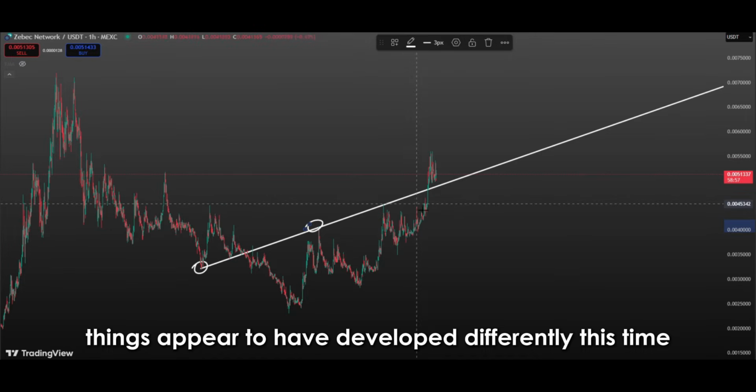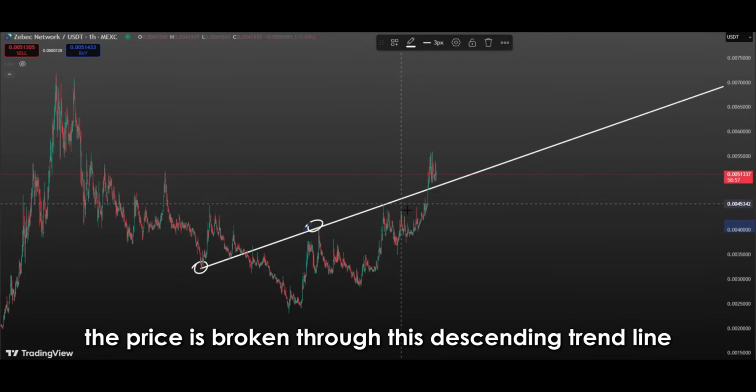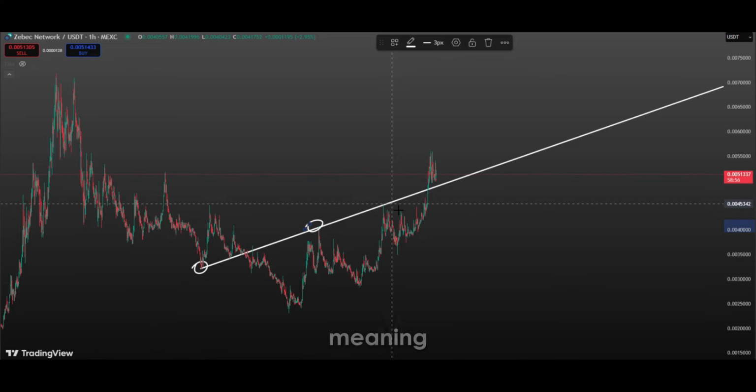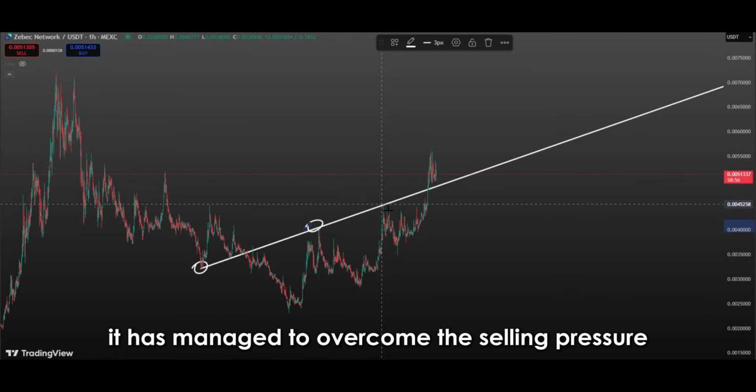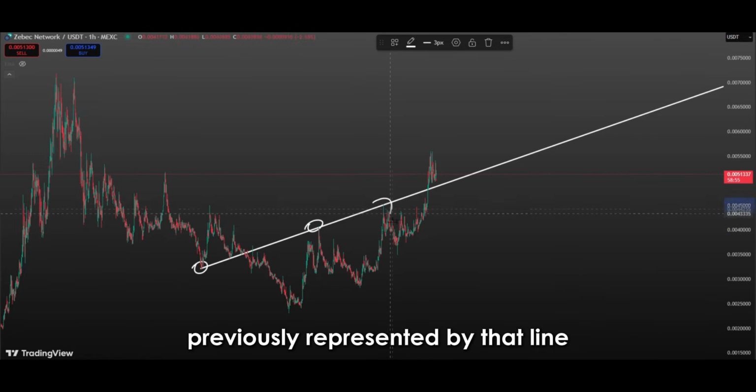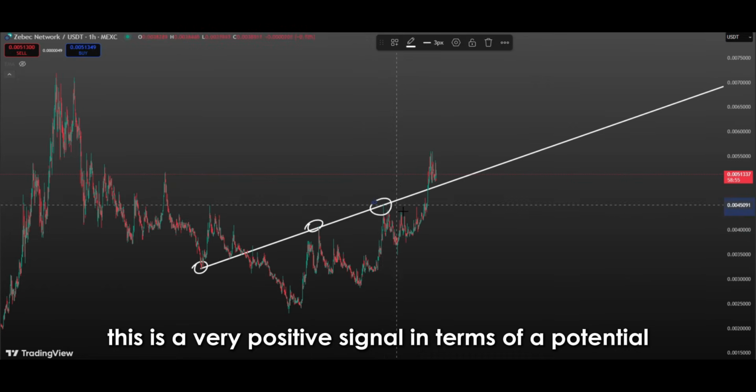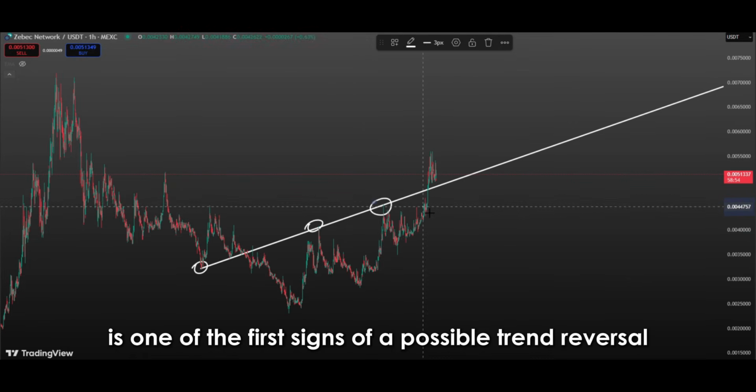However, things appear to have developed differently this time. The price has broken through this descending trend line, meaning it has managed to overcome the selling pressure previously represented by that line. This is a very positive signal in terms of a potential upward move and is one of the first signs of a possible trend reversal.